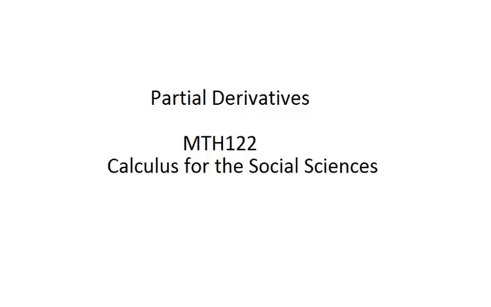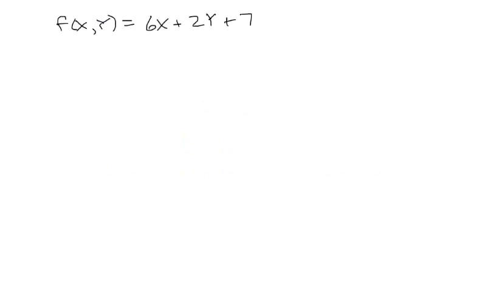In this video, we're going to take a look at partial derivatives. And remember that for partial derivatives, whichever variable we're not taking the function with respect to, we're going to treat like a constant. So if we're taking a derivative with respect to x, we're going to treat y like a constant. So in this first example, I have 6x plus 2y plus 7.